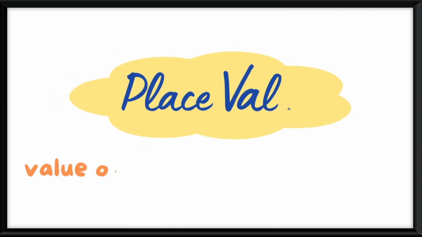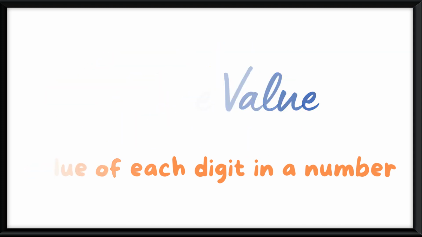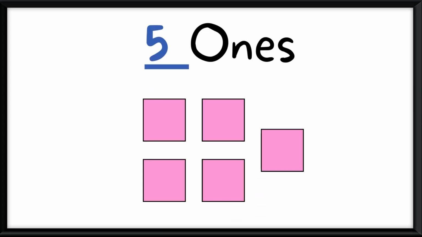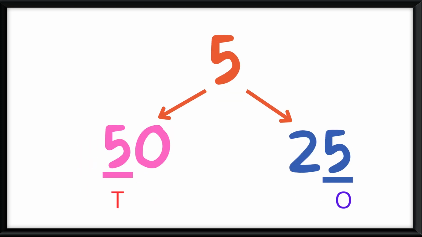So let's recap. Place value. Place value is the value of each digit in a number. For example, 5 in 50 represents 5 tens and 5 in 25 represents 5 ones. The value of 5 in each number is different. That's why it is important to understand place value.